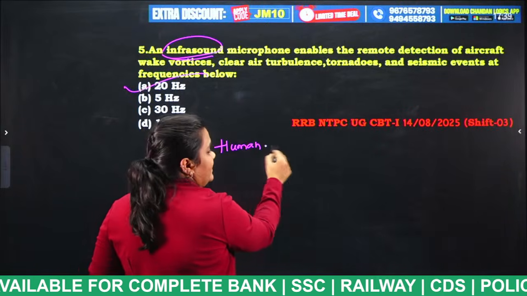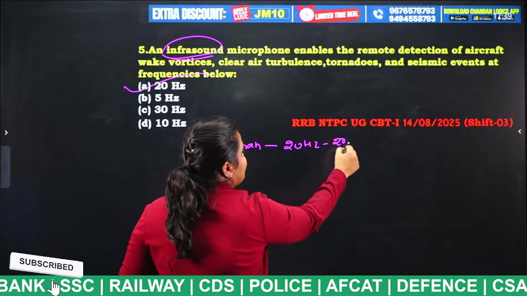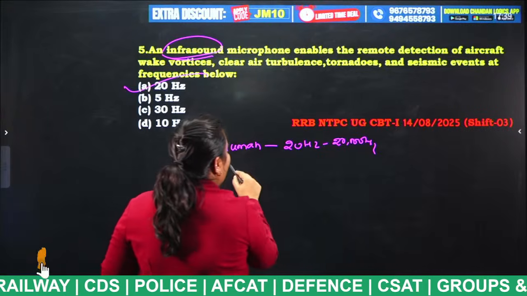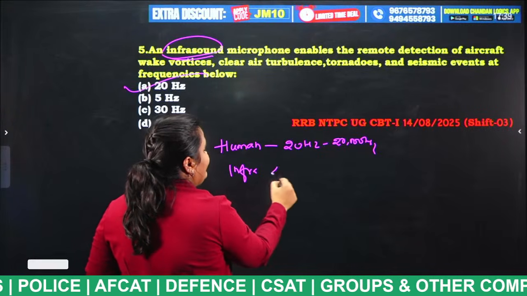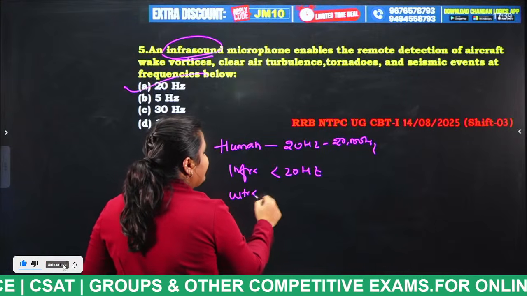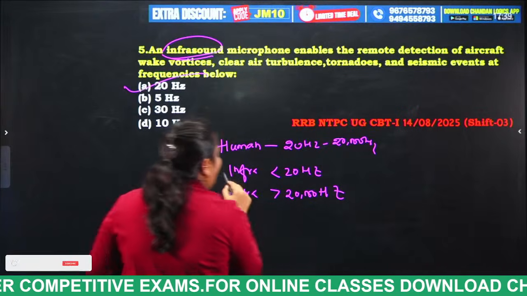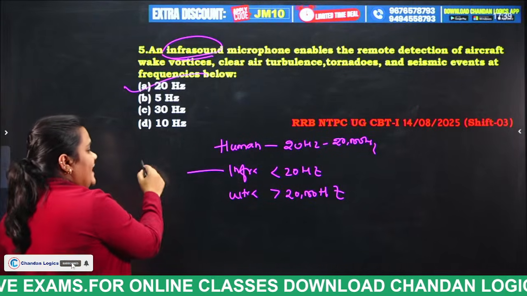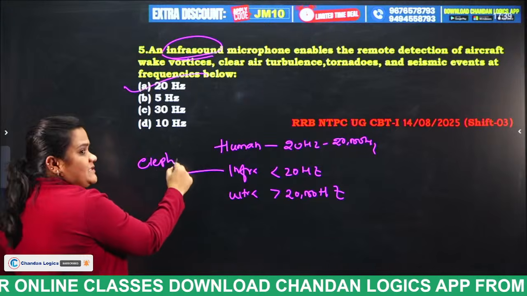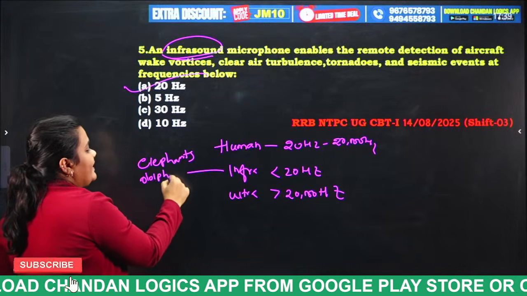Humans can hear frequencies from 20 hertz to 20,000 hertz. Infrasound means less than 20 hertz, and ultrasound means greater than 20,000 hertz. What are the examples of infrasounds? Elephants, okay, elephants and dolphins communicate. The sounds dolphins communicate with will be infrasound.